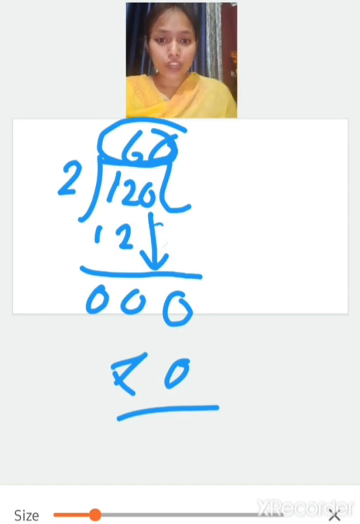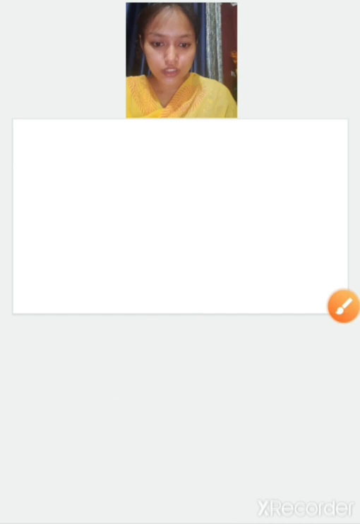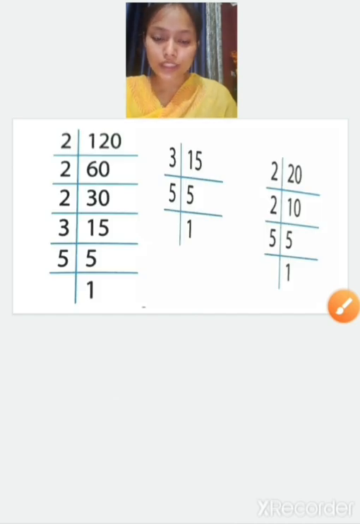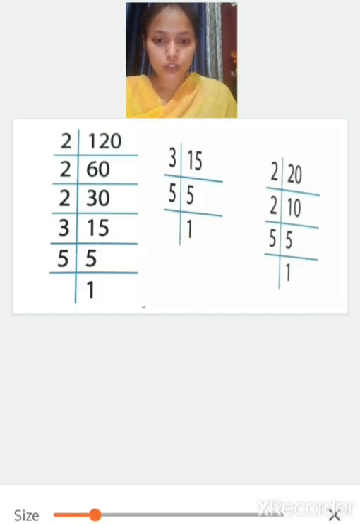So in these questions, you have to write only the quotient. Here you will write the quotient. So it is 60. And when you are dividing 60 by 2, what will be the quotient? 30 will be the quotient. And when you divide 30 by 2, you will get the answer 15.